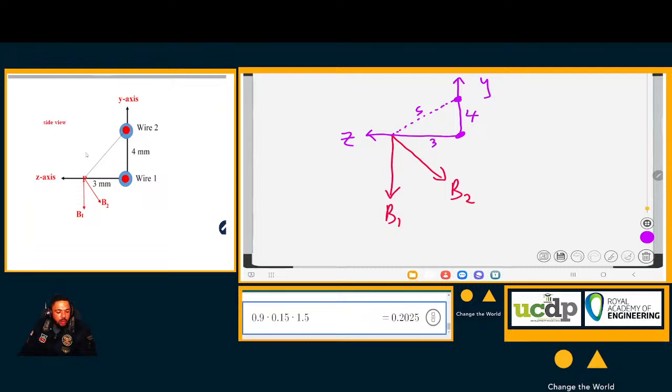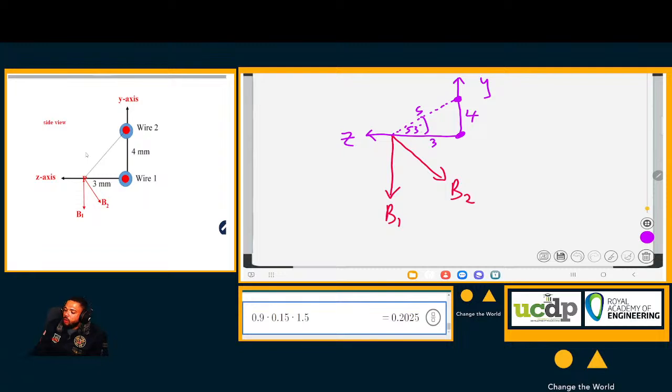If you do that, you will work out that this angle is exactly equal to 53.1 degrees. I'm just going to write 53. So this angle is 53 degrees, if you use Pythagoras' theorem and the sin, cos, tan relationships.